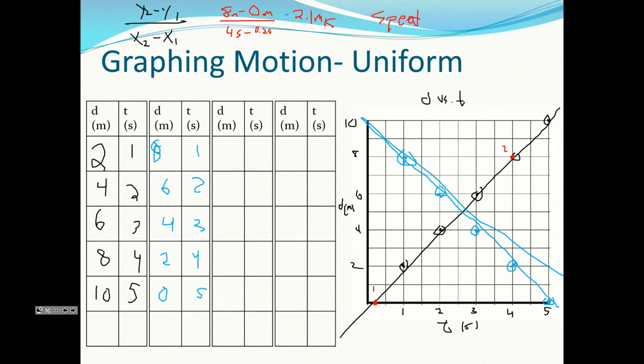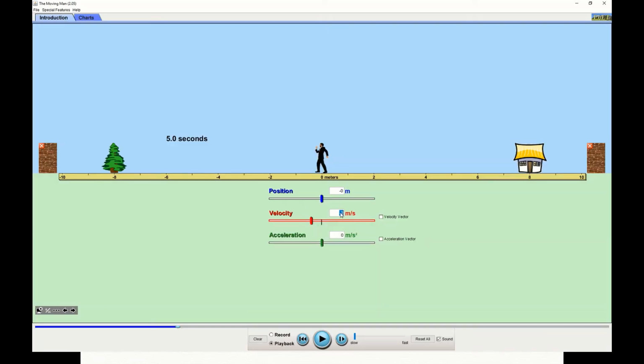Okay. And then if we get our moving man to move slower, so instead of moving at 2 meters per second, I'll make him move at 1 meter per second. So we'll go for 5 seconds. There we go. And then we'll play that back. So at 1 second, we're at 1 meter. 2 seconds, we're at 2 meters. 3 seconds, we're at 3 meters. 4 seconds, we're at 4 meters. 5 seconds, we're at 5 meters. So we can fill that in on our graph.